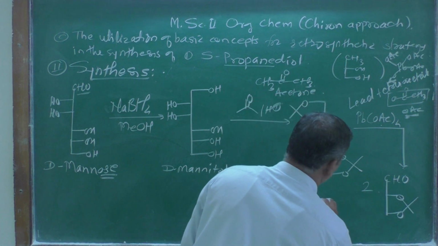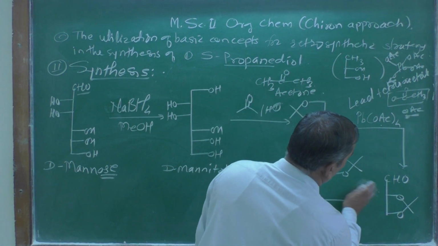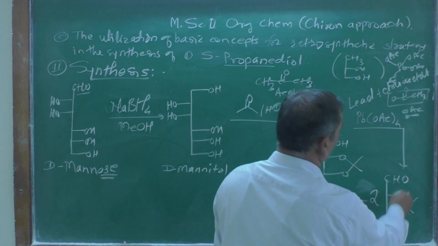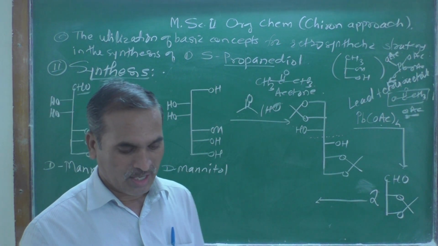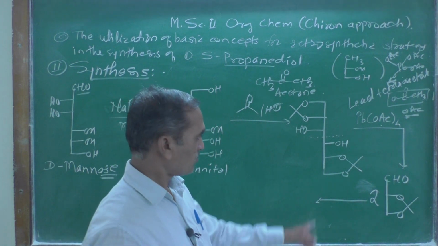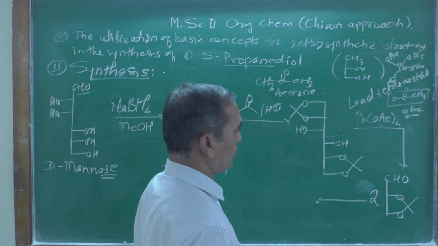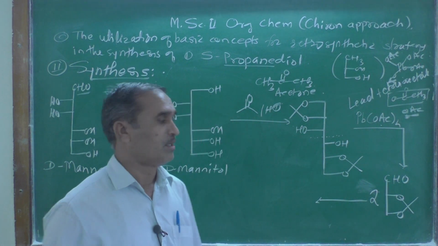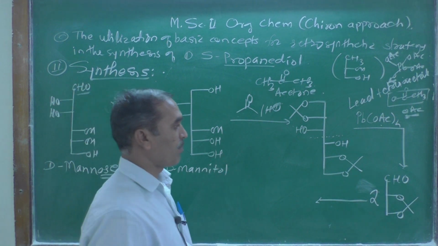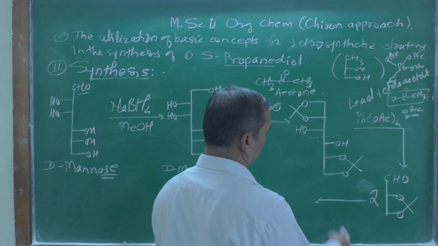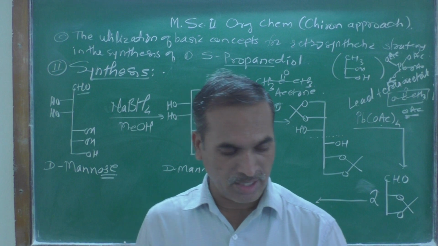So exactly cutting from the middle, you are going to get this type of protected glyceraldehyde. This protected glyceraldehyde is further treated, and this 2 is nothing but 2 moles of this. You get 2 moles of this protected glyceraldehyde, and after that you want to reduce that carbonyl group by using a suitable reagent. Use the proper reagent so that it can be converted.